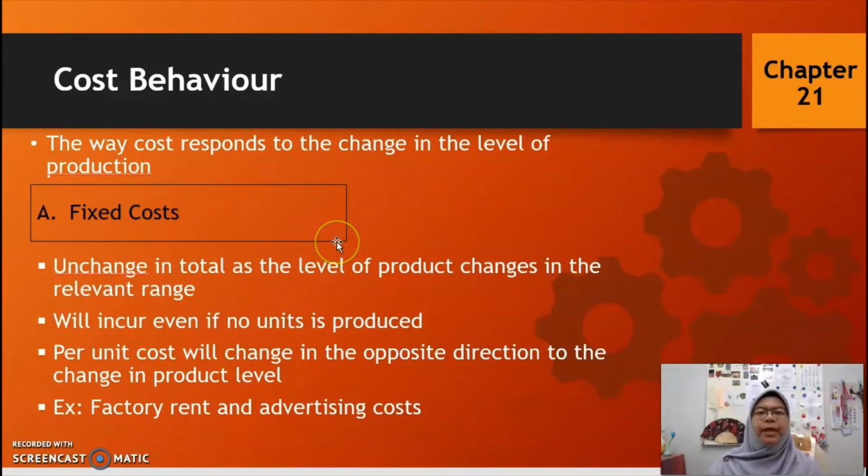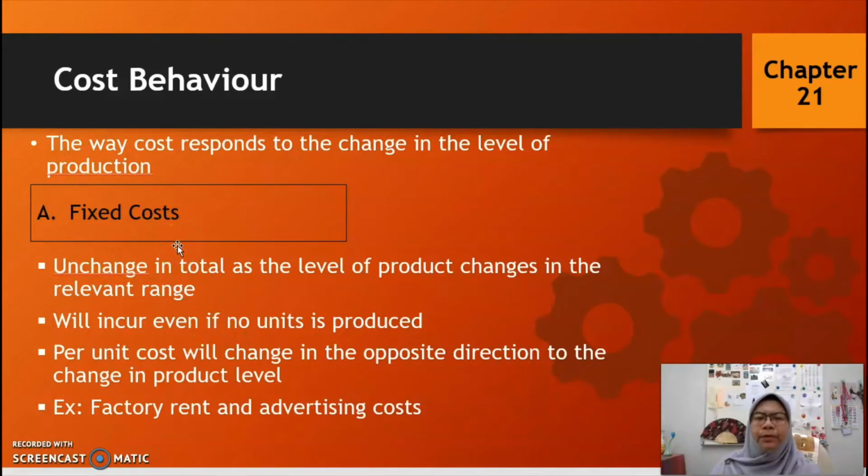Next, we're going to look at how costs behave. There are three types of costs that we're going to cover here. The first one is the fixed cost. Then the next one will be the variable costs, and then the mixed costs. So first, we're going to look at the fixed costs.